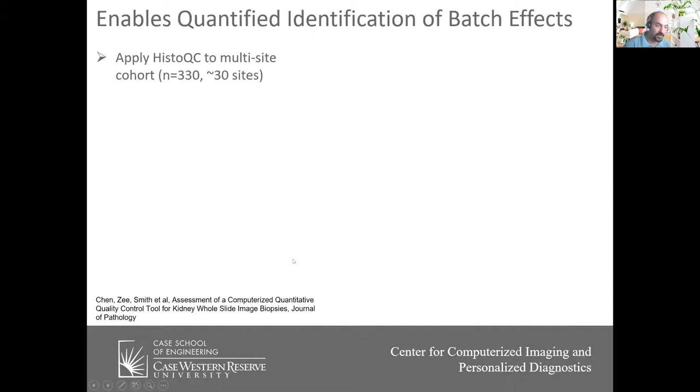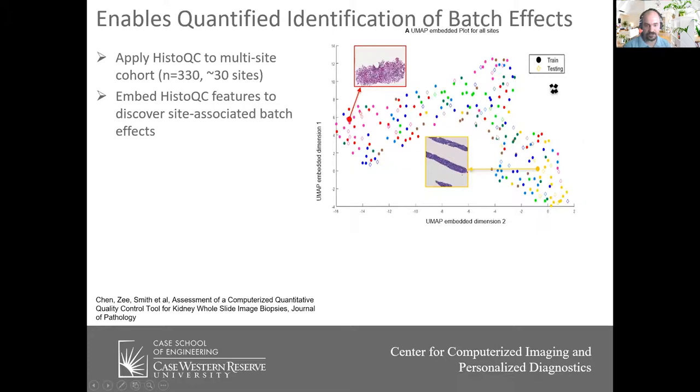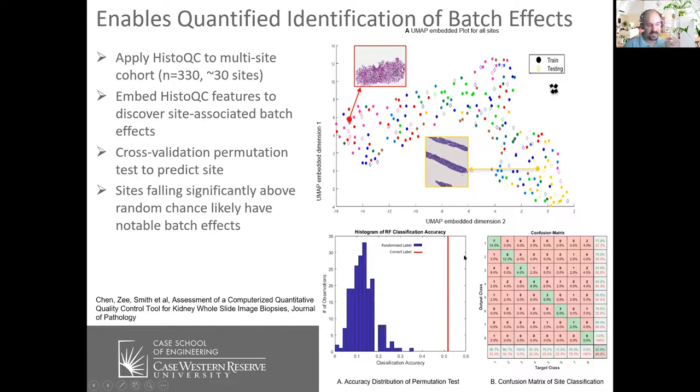We've also been able to show, again with these 330 slides, that if we take these HistoQC quantitative features, we can embed them in a two-dimensional space where each dot is a slide and the color represents the site that it comes from. And we can start to see that all of these yellow dots are slides from the same site, from the same region. We can then perform statistical tests, and this allows us to statistically identify sites that have batch effects present within them. And this helps us think about maybe we need to modify our experimental design.